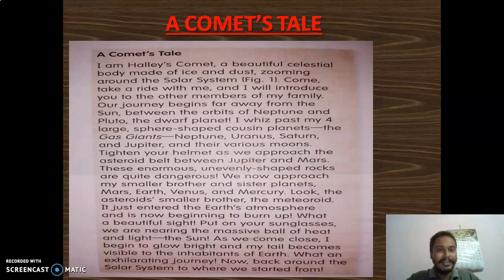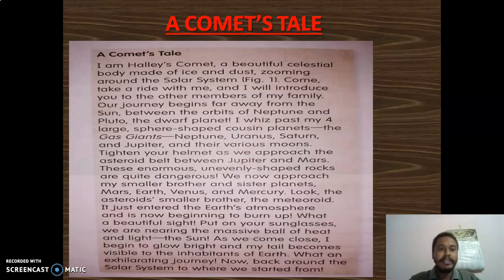I am Halley's Comet, a beautiful celestial body made of ice and dust. So you come to know a comet is made of ice and dust. Zooming around the solar system, come take a ride with me and I will introduce you to the other members of my family. Our journey begins far away from the sun. The sun itself is a star. Between the orbits of Neptune and Pluto, the dwarf planet. Planets are also celestial bodies. We pass my four large cousins, the gas giants Neptune, Uranus, Saturn, and Jupiter, and their various moons. A moon itself is a celestial body.